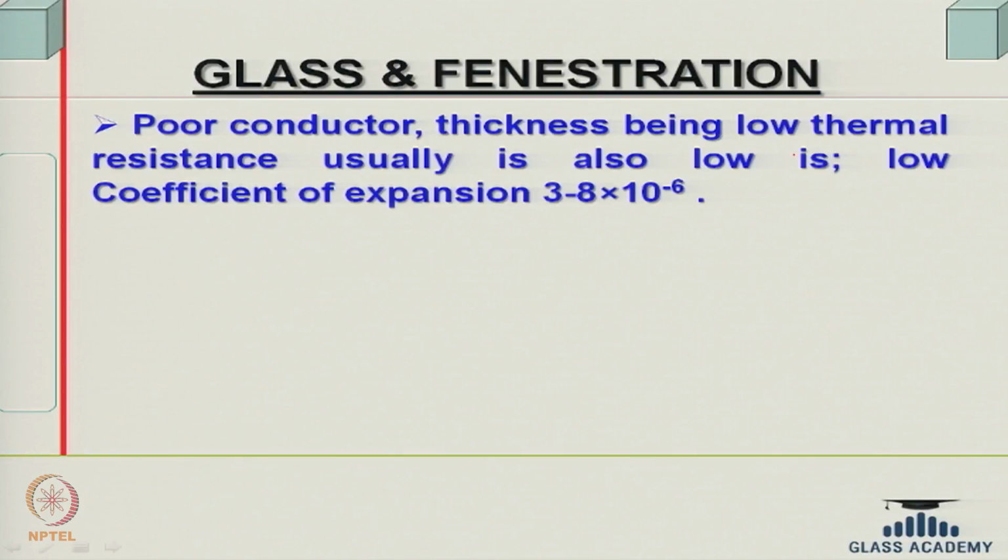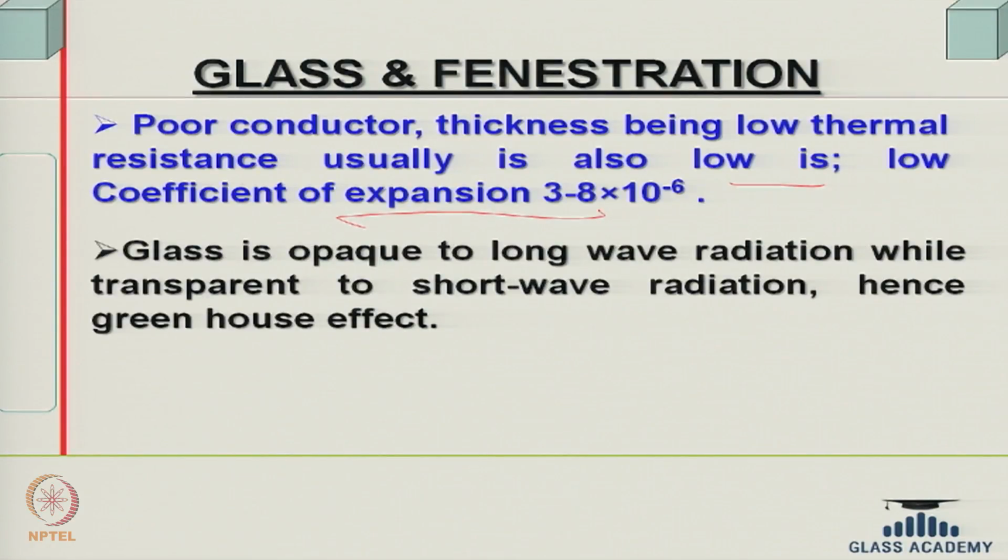Glass, we know, is a poor conductor; usually thickness is low and thermal resistance usually is also low. Coefficient of expansion of this order. It is opaque to long wave radiation, that is radiation that is generated from inside, so it does not allow low temperature, low energy radiation to go through it, while it is transparent to short wave radiation that comes from the sun.